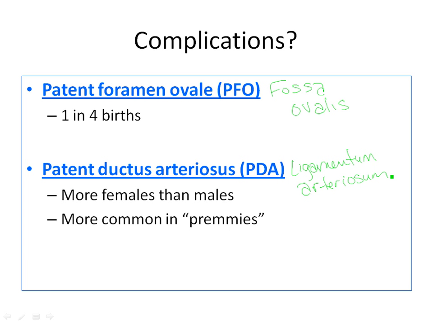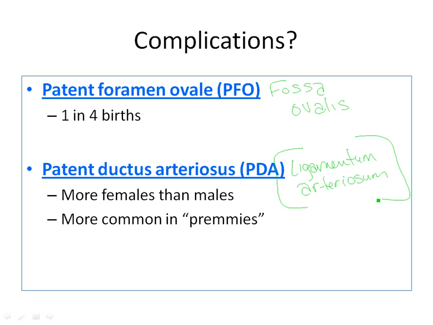Now you'll notice when you look at the models in lab, between the aorta and the pulmonary arteries, you'll see there's a little strip of sort of yellowish looking connective tissue. That's the remnants of that ductus arteriosus. So that is the ligamentum arteriosum.